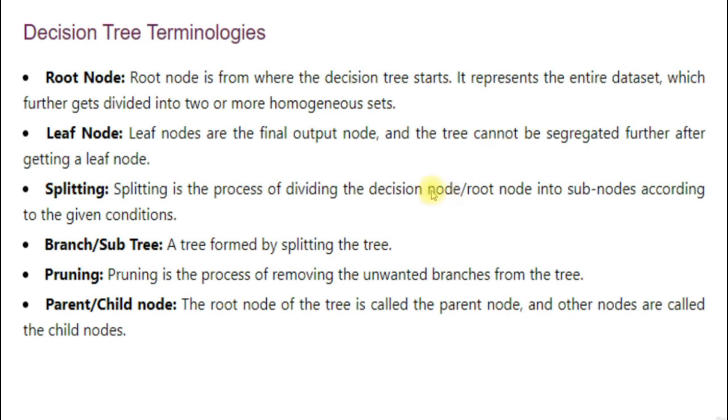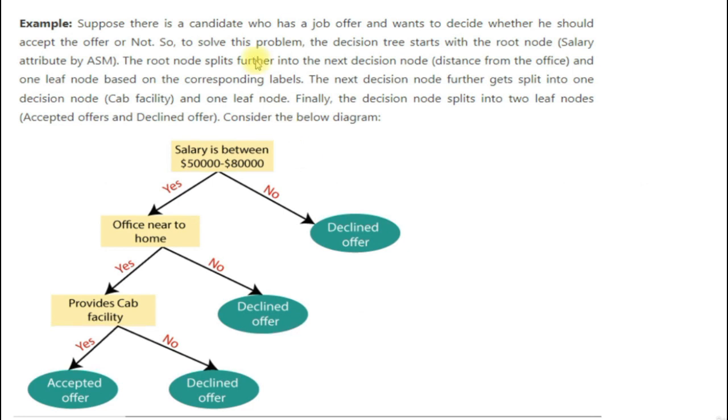Splitting is the process of dividing the decision node or the root node into subnodes according to the given conditions. Here we want to see this term called branch or subtree. A tree that is formed by splitting the tree, so this is a subtree that we are getting. Pruning is the process of removing unwanted branches from the tree. This is very similar to the gardening term that we use, pruning. Parent and child node: the root node of the tree is called the parent node and other nodes are called the child nodes. Now have a look at this picture and we'll try to solve the example.